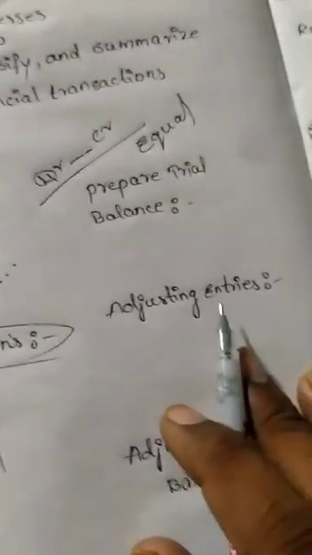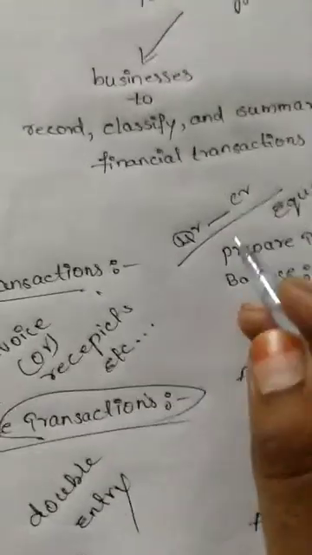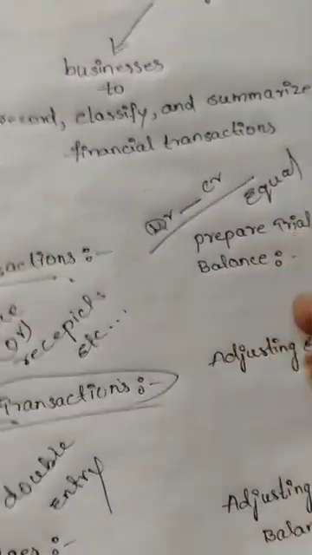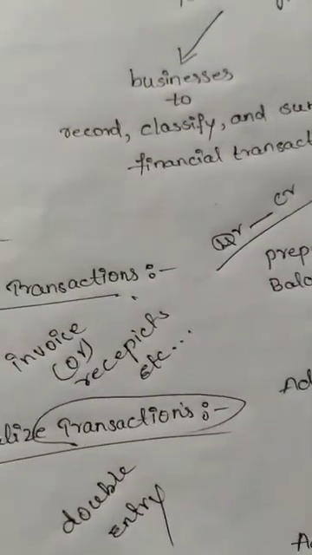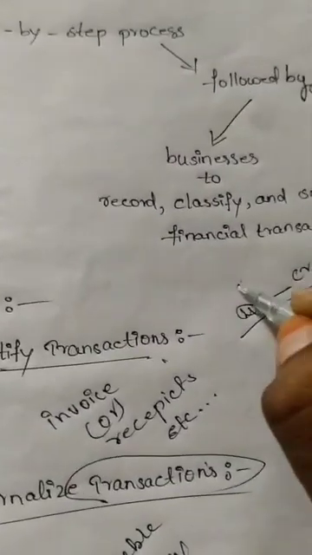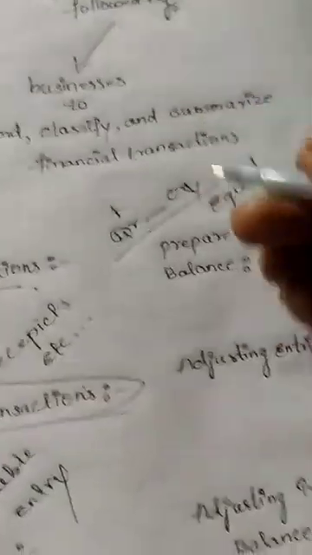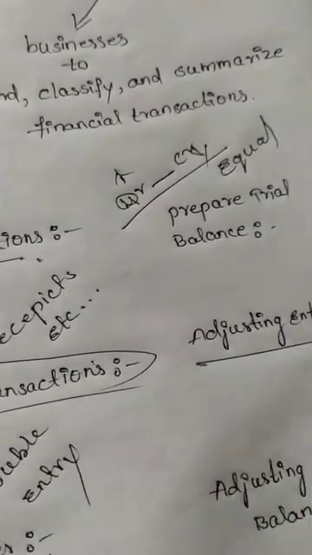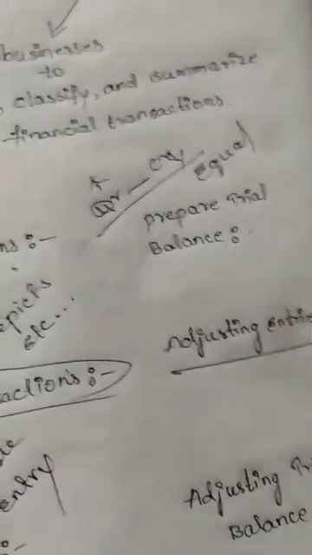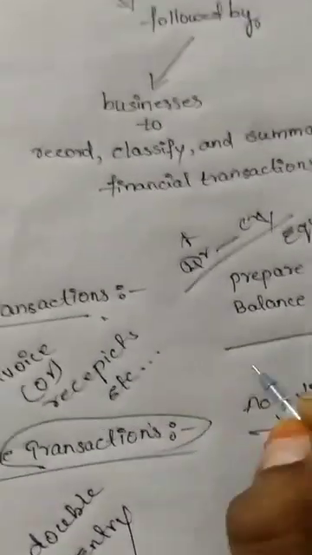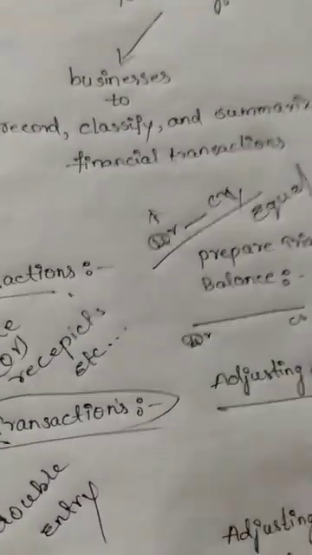Then adjusting the entries. Many times the trial balance may not be equal. So when we are going through the trial balance, if the credit balance is greater or the credit balance is lower, we have to adjust the entries. Adjusting the entries ensures that the balance is equal on the debit side and also the credit side.